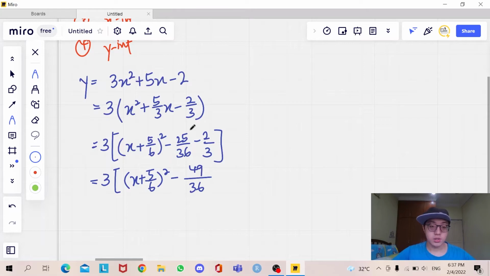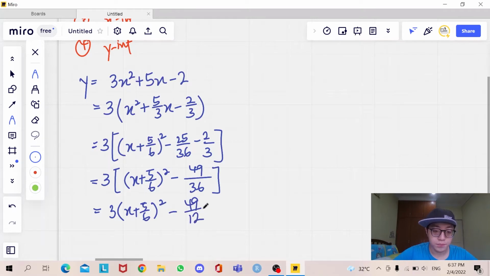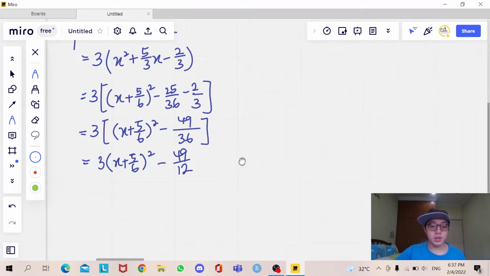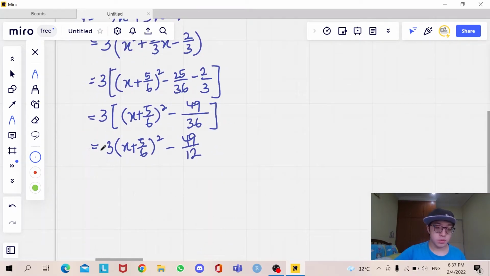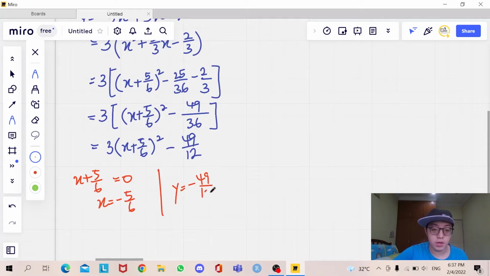Then the last part you will expand it out: 3 times x plus 5 divided by 6 squared minus 49 over 12. So from here you can take note that this one must be equal to 0. So from this part, x plus 5 divided by 6 is equal to 0, x is equal to negative 5 over 6, and y is equal to negative 49 over 12.